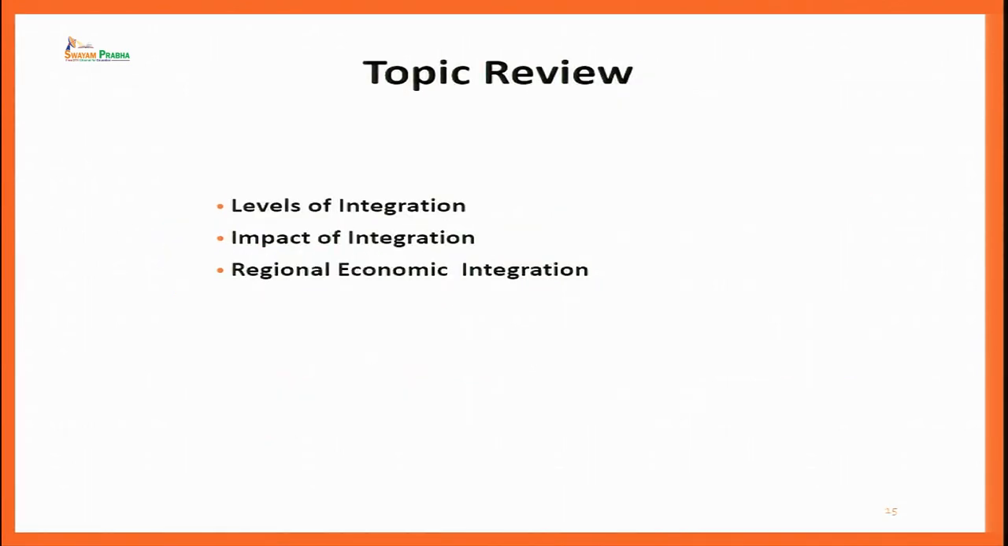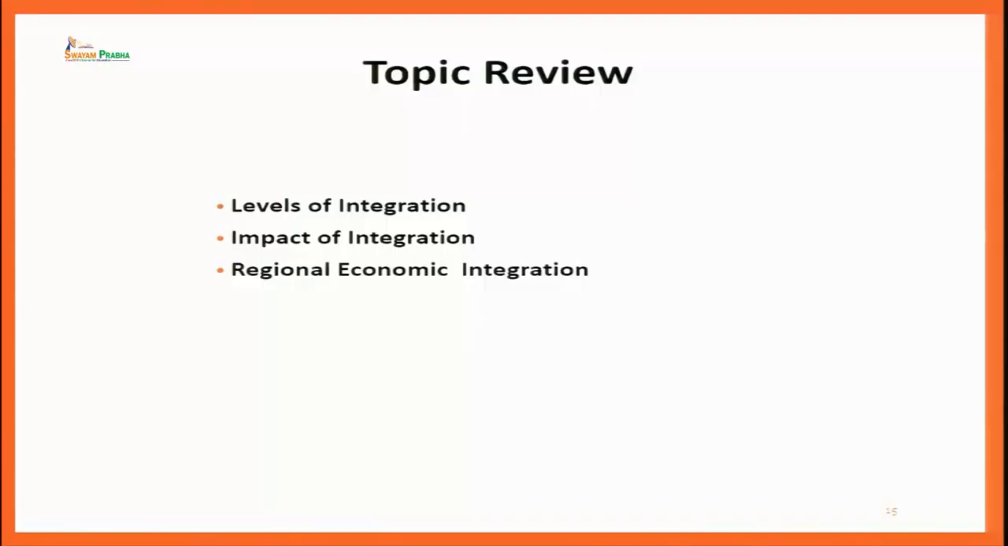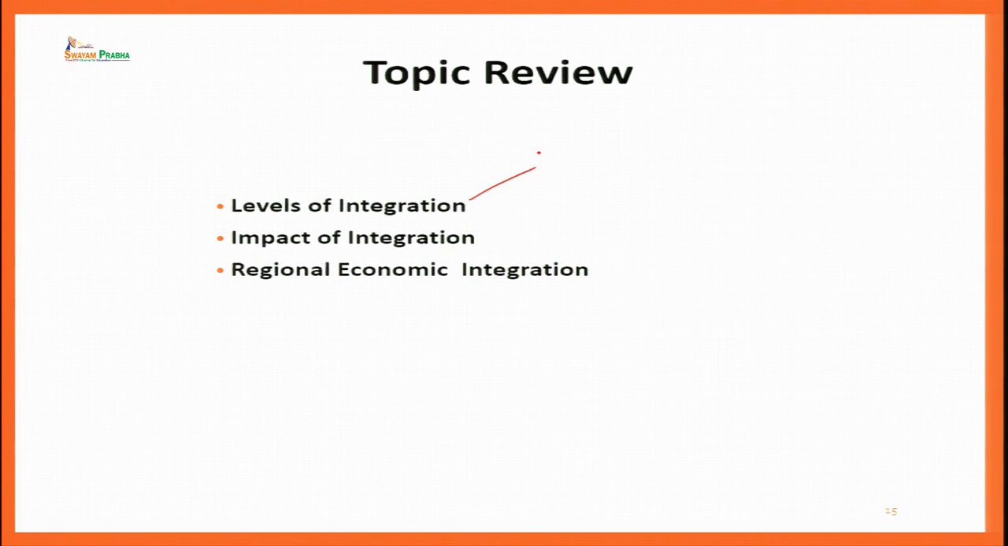Now let's quickly look at what different topics we had discussed today. Today we talked about the levels of integration, and under the levels of integration, we have seen there are different levels on the basis of which you can remove the barriers. Like under the levels of integration, there is a preferential trading system. And for the preferential trading system, there is a free trade area, and above the free trade area, there is going to be the custom union. Above the custom union, there is another level.